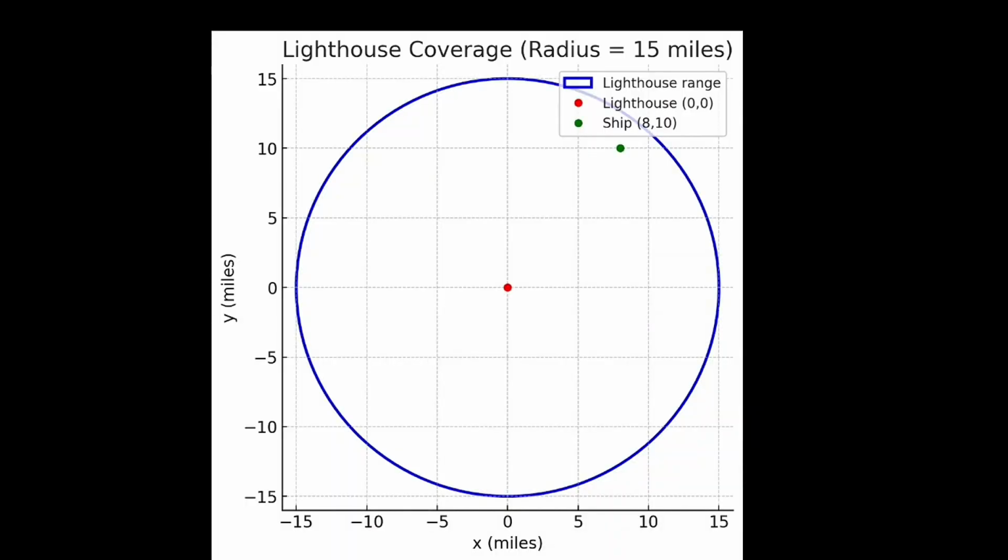So here is a quick sketch of the circle and the ship's location. The blue circle shows the lighthouse beam range of 15 miles, the red dot is the lighthouse at the origin (0, 0), and the green dot is the ship at (8, 10).